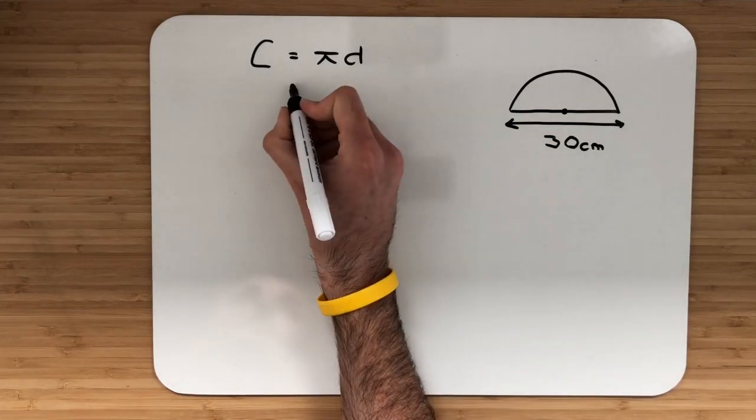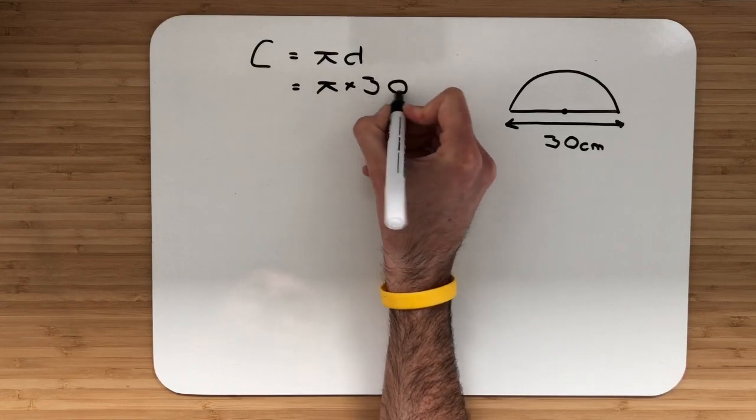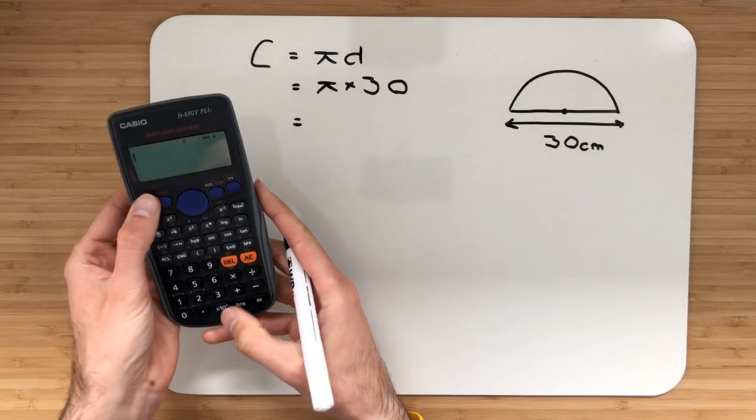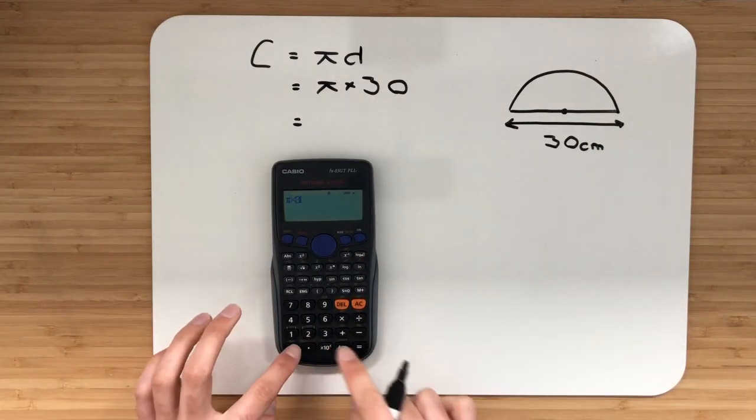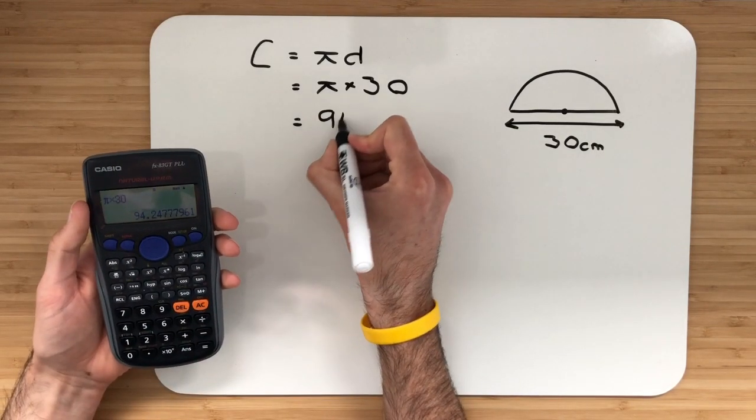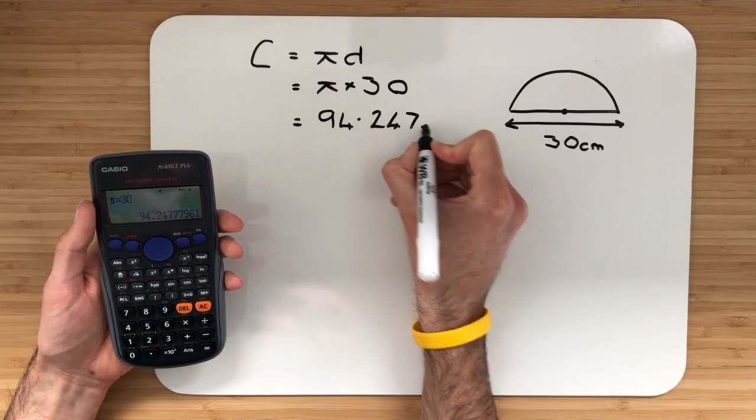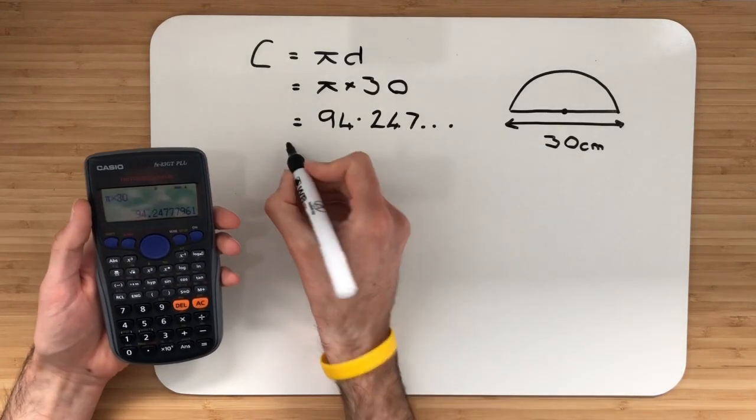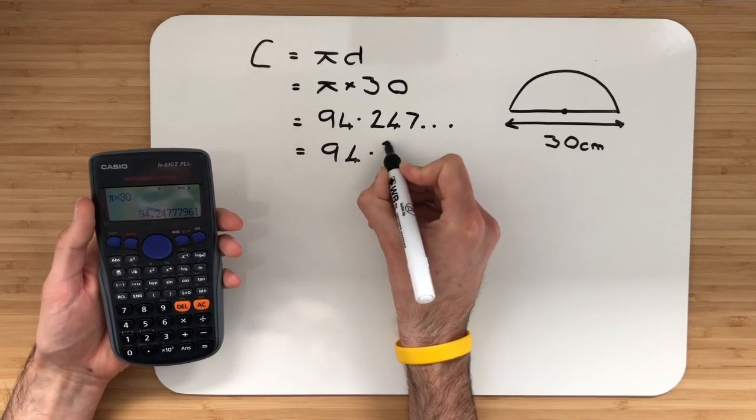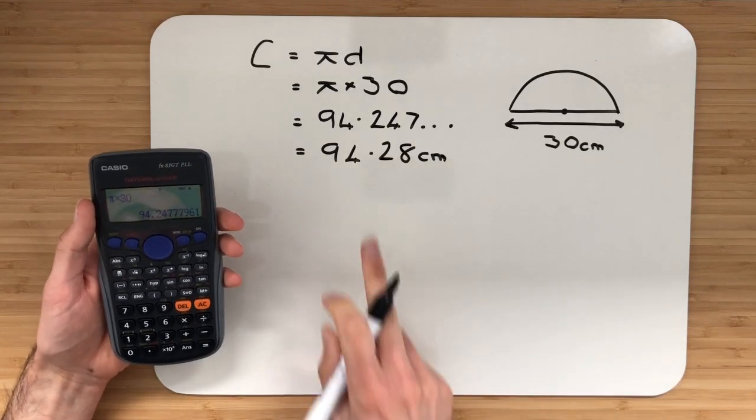We've been given a diameter of 30, so let's substitute in pi multiplied by 30. From there, we'll type that into a calculator. We've got pi, and then I will multiply it by 30. That will give me an answer of 94.247, and it just keeps going. I'm then just going to round that to 2 decimal places, and it's 94.28 centimetres. Now, that's the full entire circle.